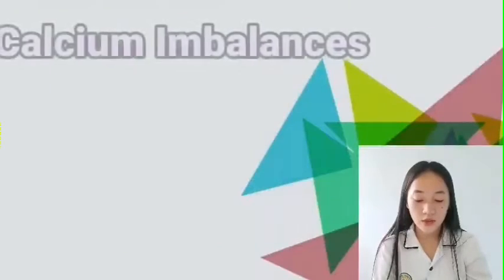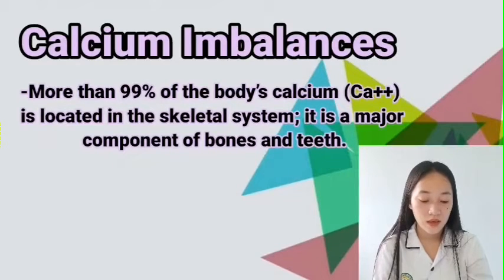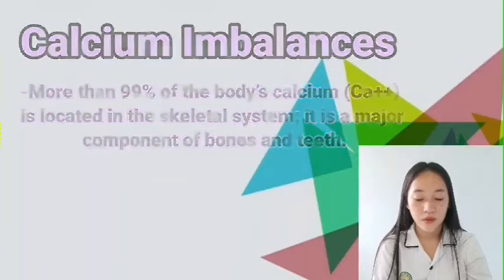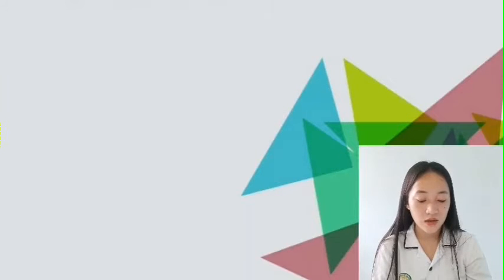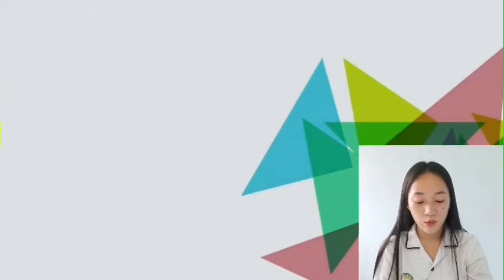Number 8 is the calcium imbalances. More than 99% of the body's calcium is located in the skeletal system, so it is a major component of bones and teeth. Hypocalcemia is an electrolyte imbalance indicated by a low level of calcium in the body. The normal adult value for calcium is 4.5 to 5.5 mEq/L.